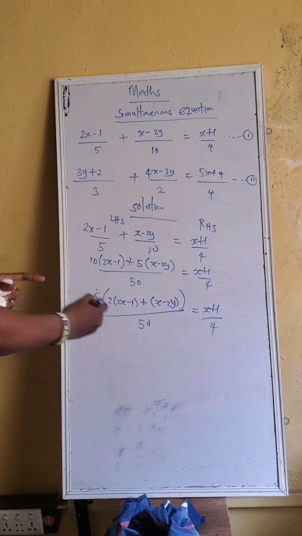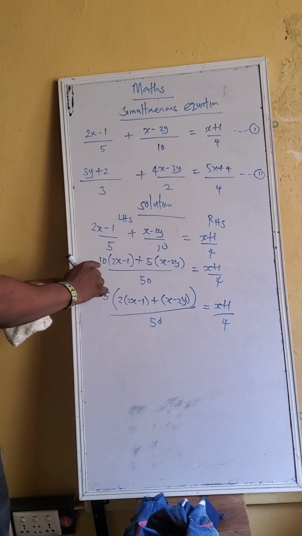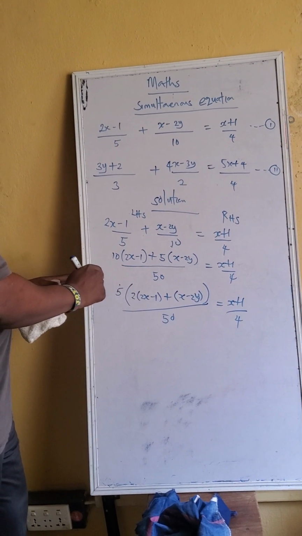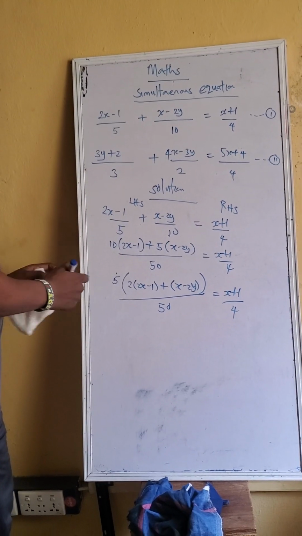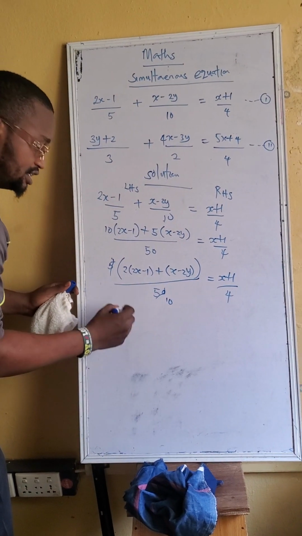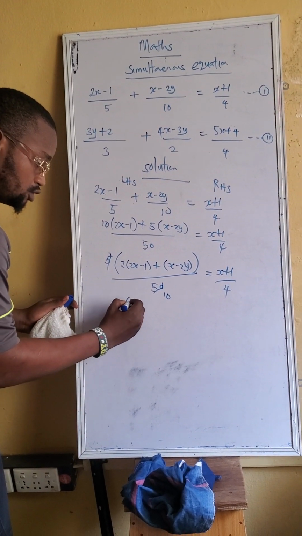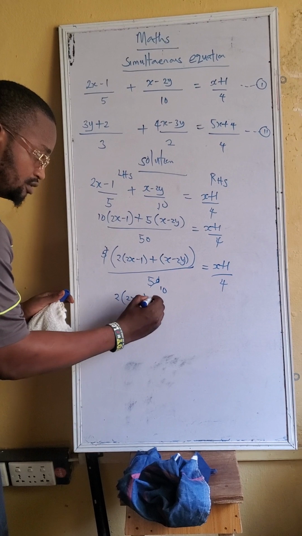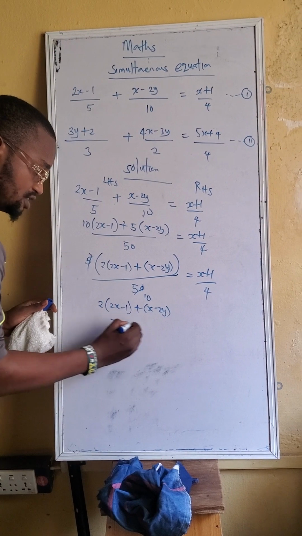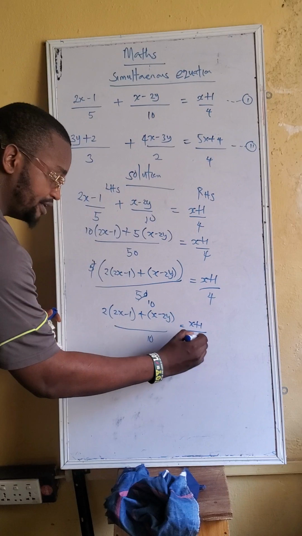It might look confusing at this point. What I did was, this is 10, this is 5. It's a huge number, so I just brought the common number out of it. Since this is 5, this is 10, and in both numbers 5 can go, I just brought 5 outside. Then I know I can just remove this and make it 10. Then we say 2 open bracket 2x minus 1 plus x minus 2y over 10 equals what? x plus 1 divided by 4.